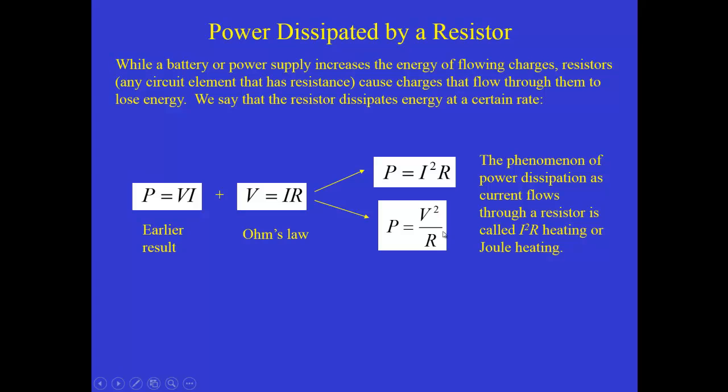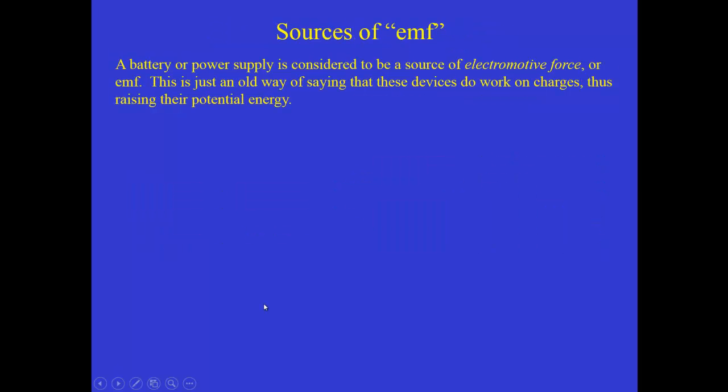So sometimes this phenomenon of resistor heating or power dissipation is called I squared R heating, and sometimes also Joule heating, named after James Joule. Remember that power, even though it's written down as voltage times current, still has the units of joules per second.